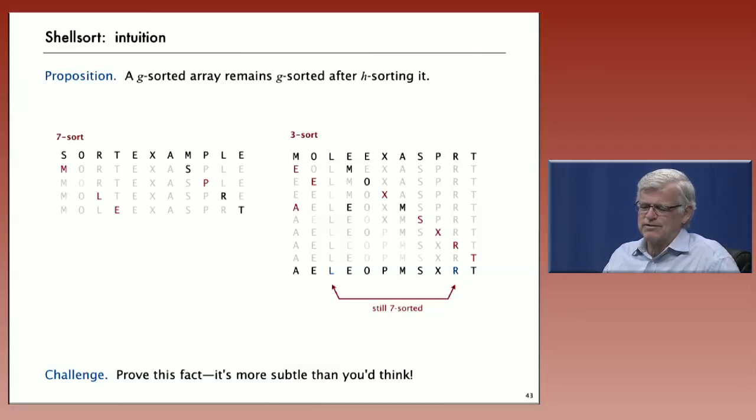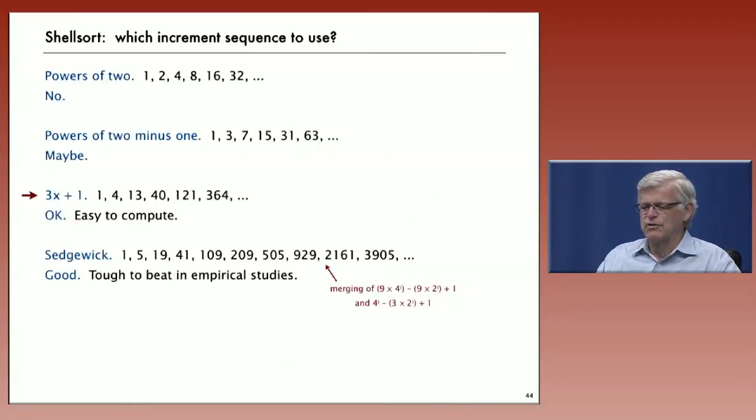So if you think of all this as trivial and easy, go ahead and try to write down a proof that a G-sorted array remains G-sorted even after it's H-sorted. But most people will accept that, and it's a fact, and that's how shell sort gains its efficiency.